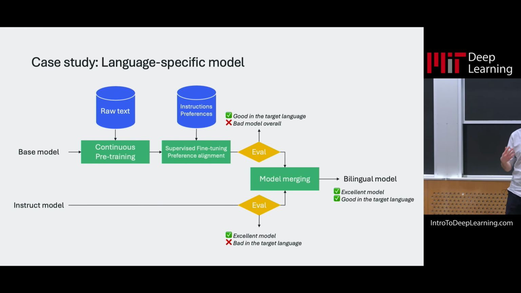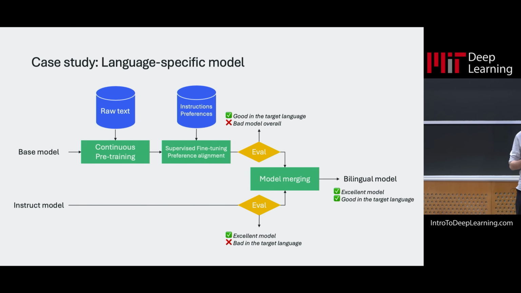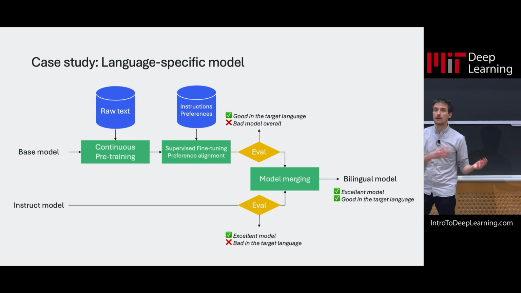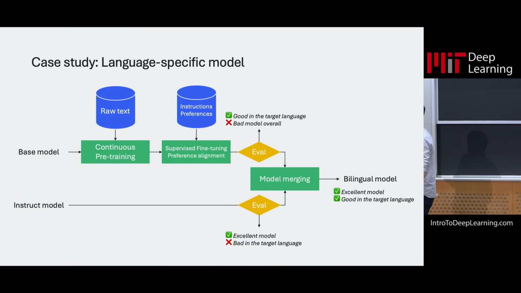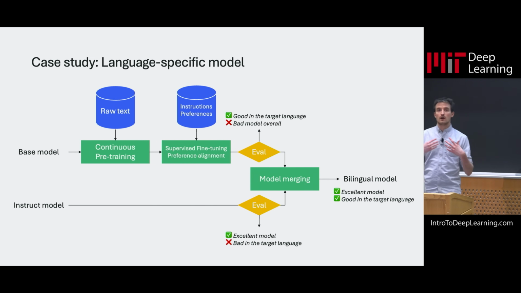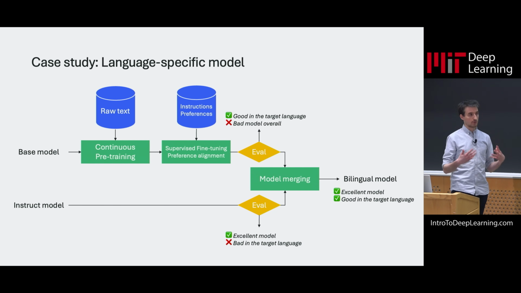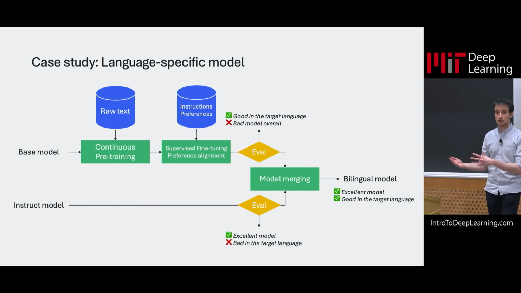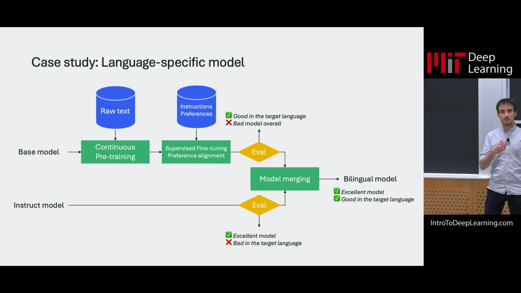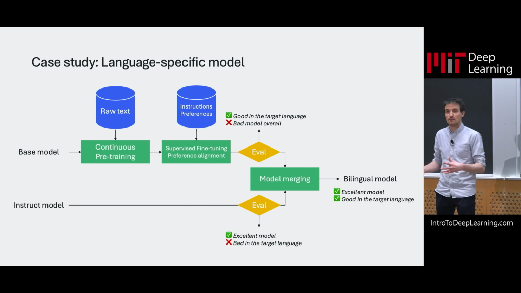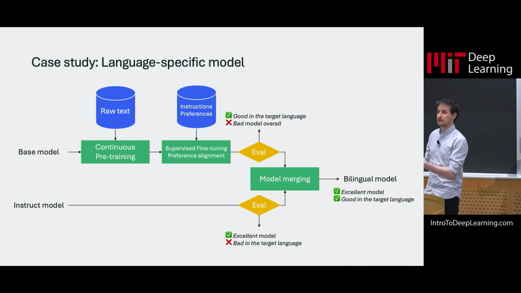It's between 5 and 100 billion tokens. It really depends on how much your base model knows about Finnish. Then you do supervised fine-tuning and preference alignment like we talked about, once again in Finnish. And if you run evals, what you're going to see is that your model is now really good in Finnish. Good job. But it's really bad at everything else. So this is a problem. And this is a common problem when people try to make language-specific models.